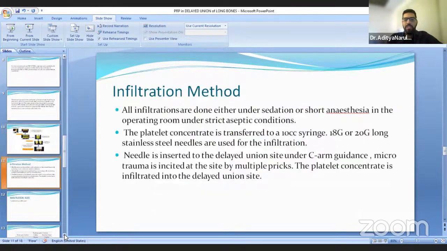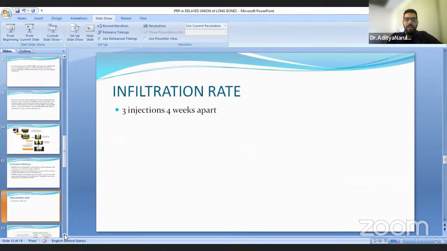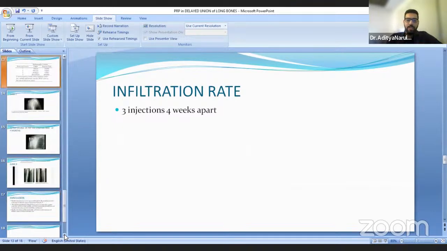The infiltration method is done either under sedation or short anesthesia in the operating room under strict aseptic precautions. The platelet concentrate is transferred to a 10 ml syringe, and an 18 gauge or a 20 gauge long stainless steel needle or lumbar puncture needle can be used. The needle is inserted to the delayed union site under C-arm guidance, and microtrauma is incited at the site by multiple pricks. The platelet concentrate is infiltrated into the delayed union site. The infiltration rate is 3 injections, 4 weeks apart.